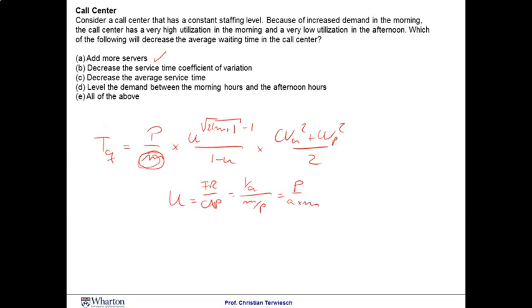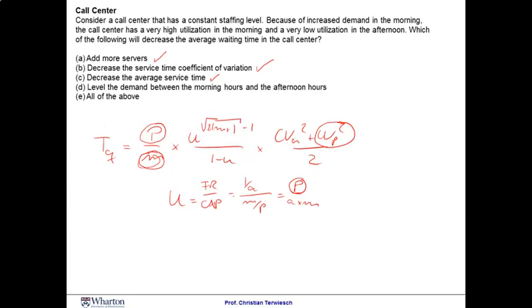Decrease the service coefficient of variation. That one is fairly straightforward. You see the marginal impact here. CVP shows up just linearly in here, and everything that you do to CVP will be reducing the wait time. So this one also makes sense. Decreasing the average service time. You see this will help through P here in the formula, but same comment as on M, P is also sitting in U and will also have an extra effect by allowing you to operate at a lower level of utilization. And so that one is certainly true as well.